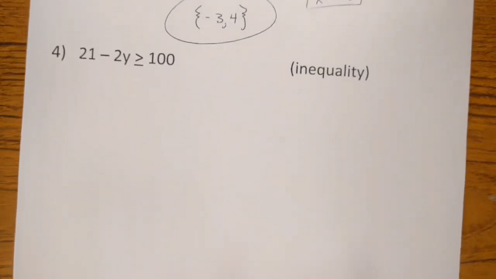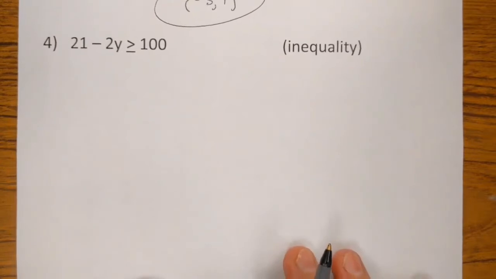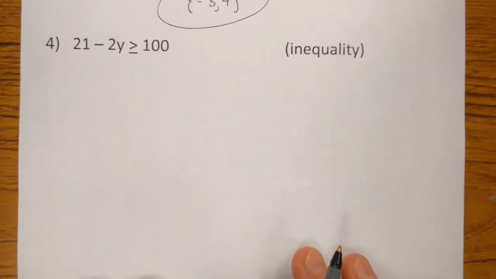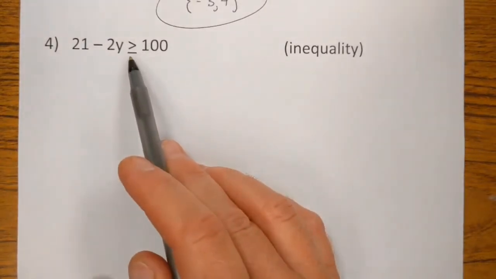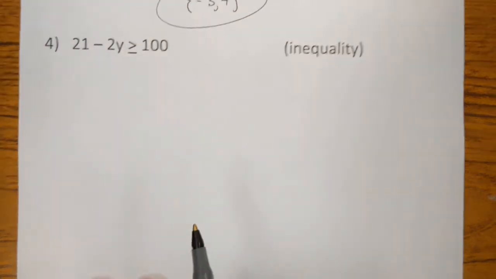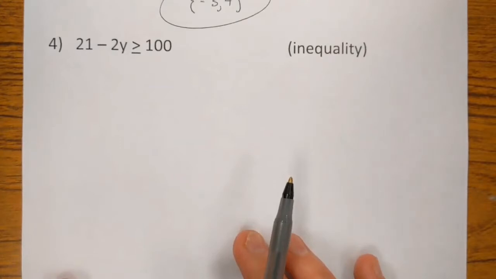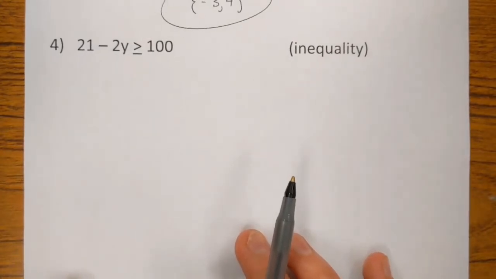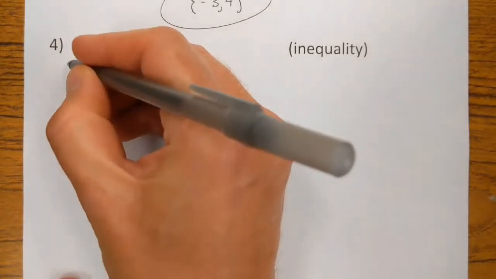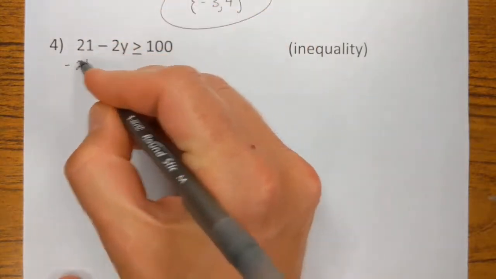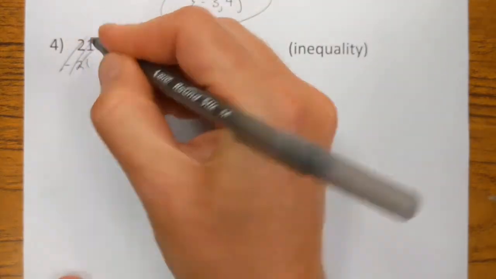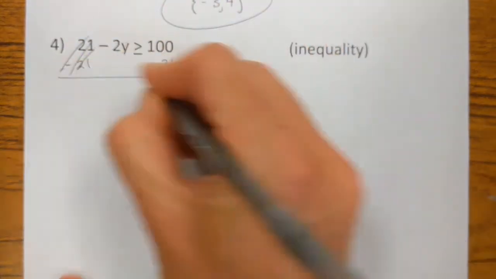All right, let's move to a different problem, problem 4 here. So this is called an inequality. You'll notice that this problem does not have an equal sign. It has a greater than or equal to sign. Now, one thing about inequalities is you can still solve just like you would an equation. I'm still going to remove this constant term from the left. I'm going to subtract 21 from both sides.